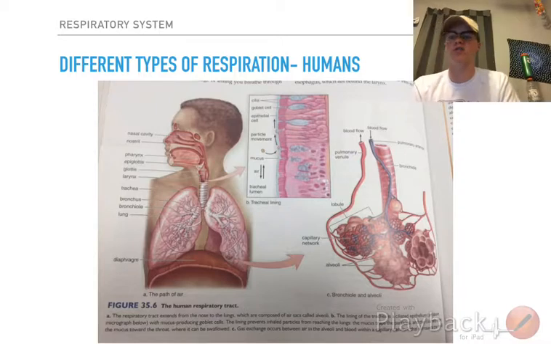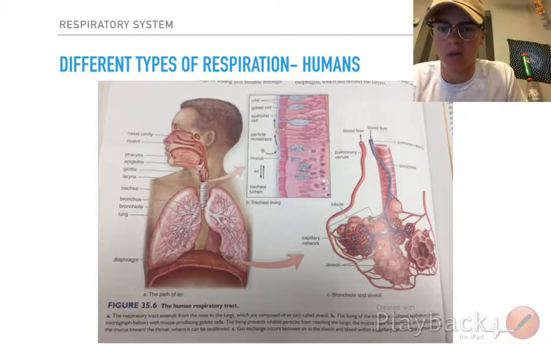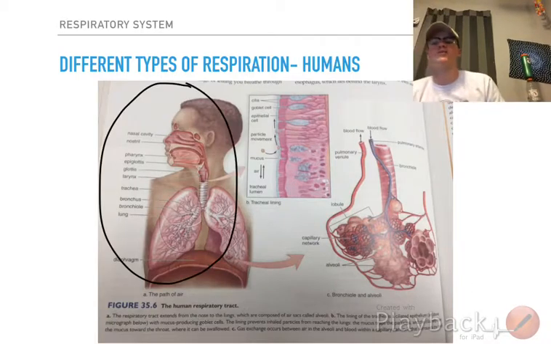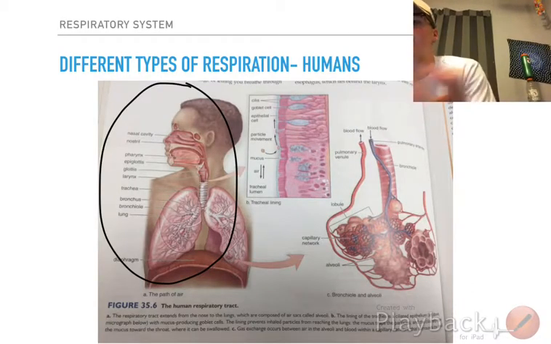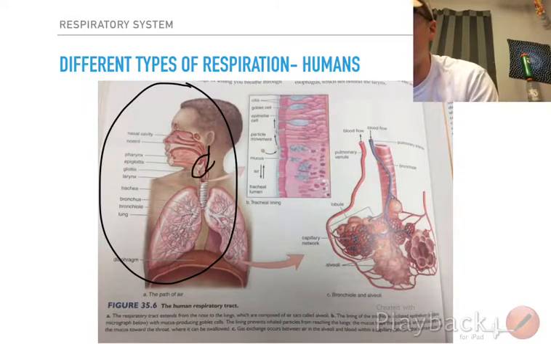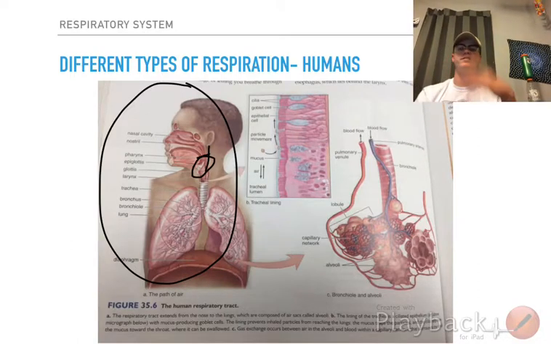Gas exchange occurs between the air and the blood within the capillaries of the alveoli. And these are all the parts of the respiratory system. Air will come in, obviously, through your mouth or your nostril, into the nasal cavity to the pharynx, where the epiglottis comes into play, right there, if you can kind of see that, which separates your food from your air.